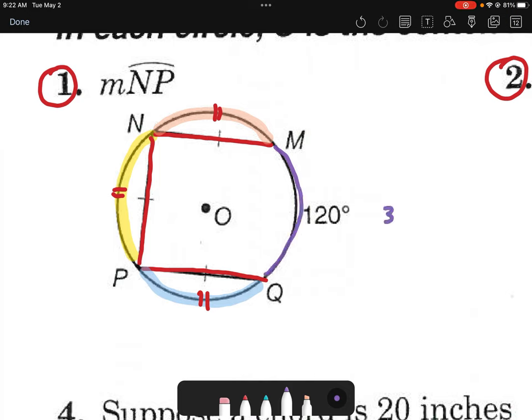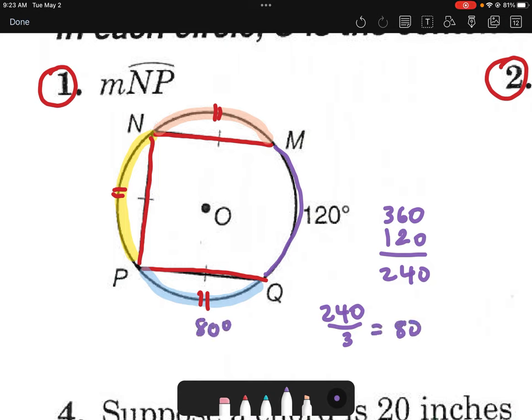It's 120 degrees. And we know the measure of a circle is 360, so if you take away 120, you're going to get 240. And that's what's left for those 3 arcs that we know are the same. Since they're the same, divide them by 3. Each one of these arcs has to have a measure of 80 degrees. Okay, so measure of arc NP, that's that yellow one, remember, it's 80.